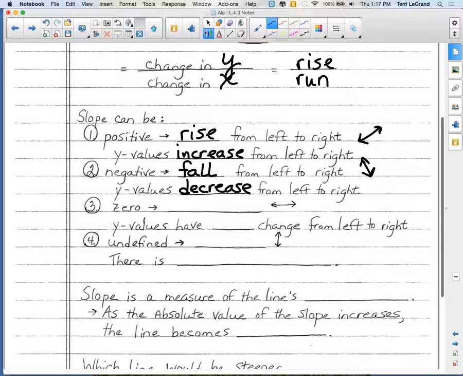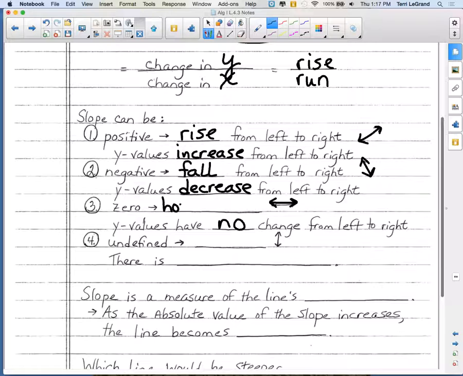When we have zero slope, because that's our other type of slope, we have positive, we have negative, and we have zero. When we have zero slope, that means there's no change in the what? Y values. There's no change in the Y values. The Y values have no change from left to right. So what kind of a line is this called?